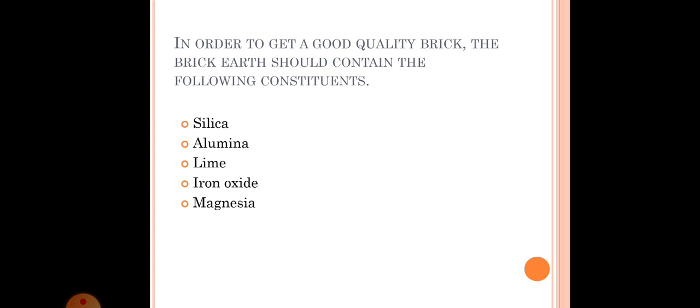Again here, excess of lime will lead to the brick melting, and the brick might lose its shape. So excess of anything is not desirable, whether it is silica, alumina or lime. Now coming to the next constituent, that is iron oxide. A good brick earth should contain about 5 to 7% of iron oxide, and it is the iron oxide that gives a red color to the brick.